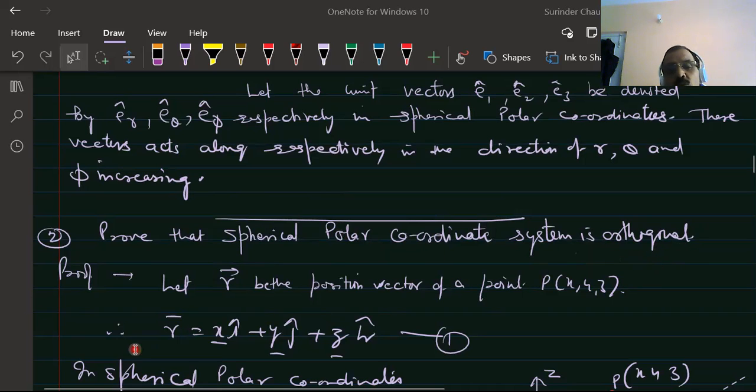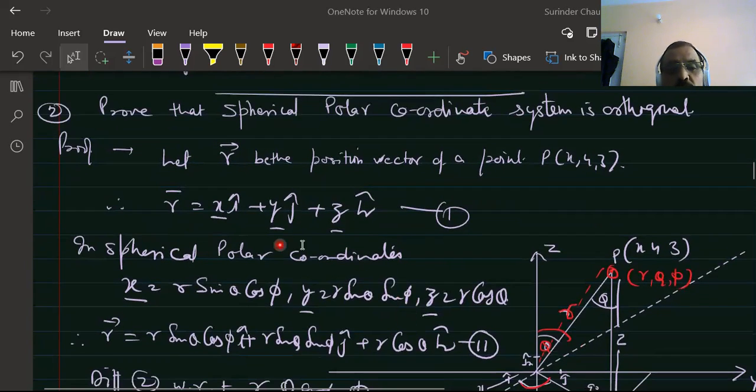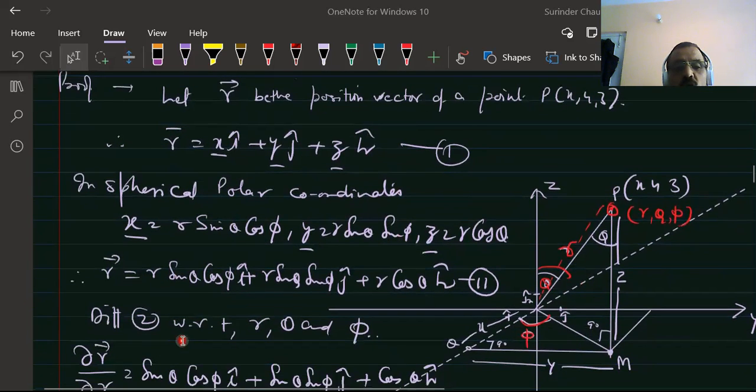So for that, again, let's consider the point P with position vector R equal to x i plus y j plus z k. Now we substitute x, y, z in terms of the spherical coordinates. So the position vector in spherical polar coordinates of the point will be given by R equal to r sin theta cos phi i plus r sin theta sin phi j plus r cos theta k.